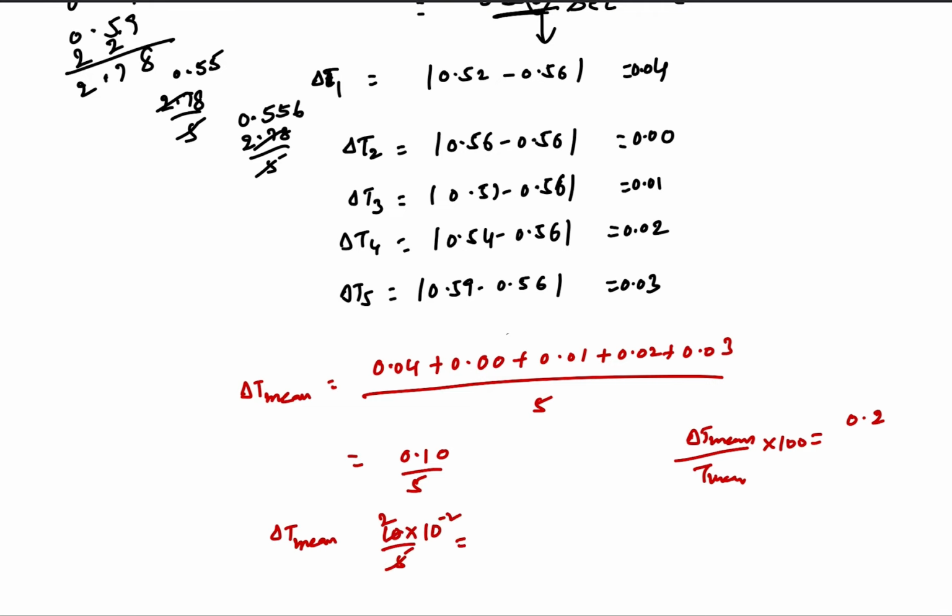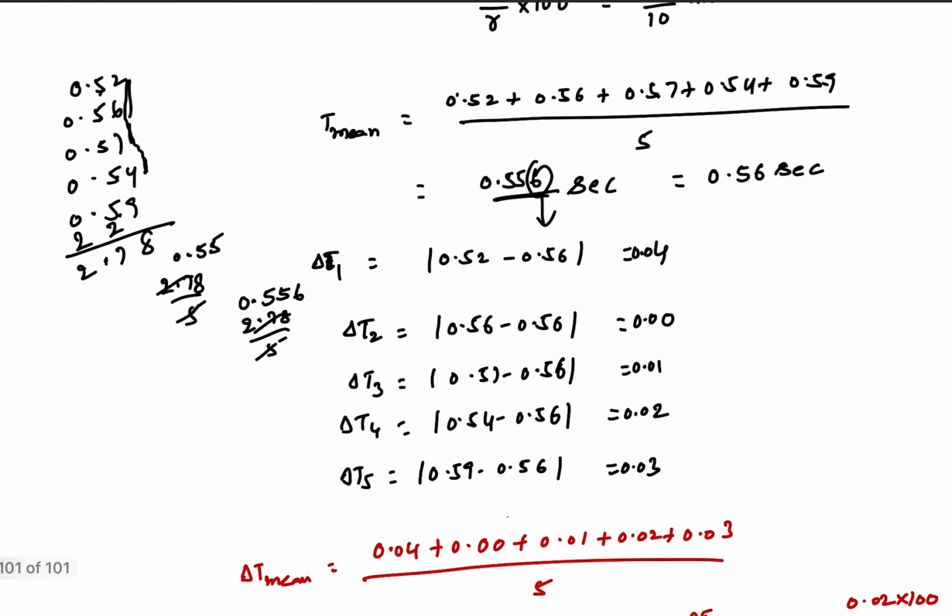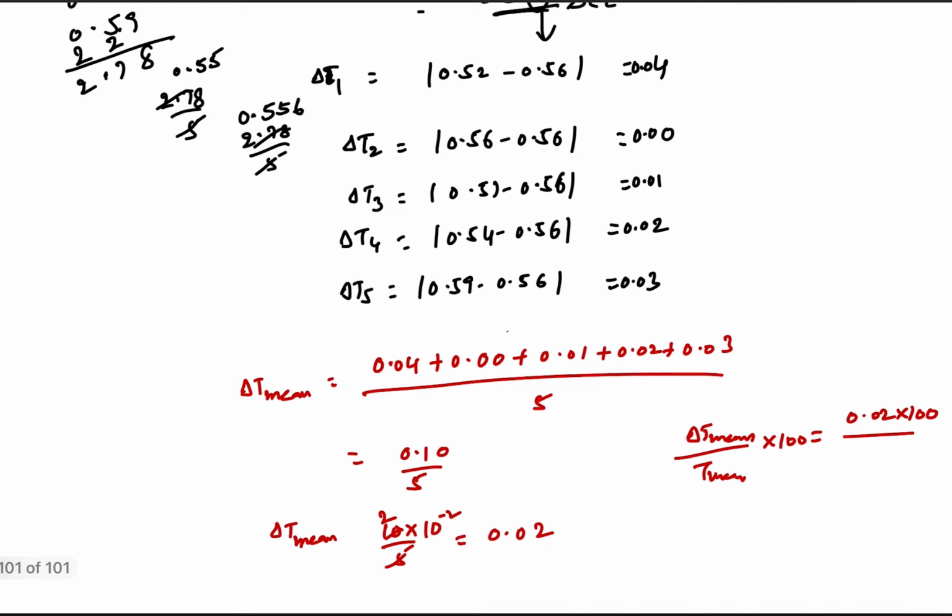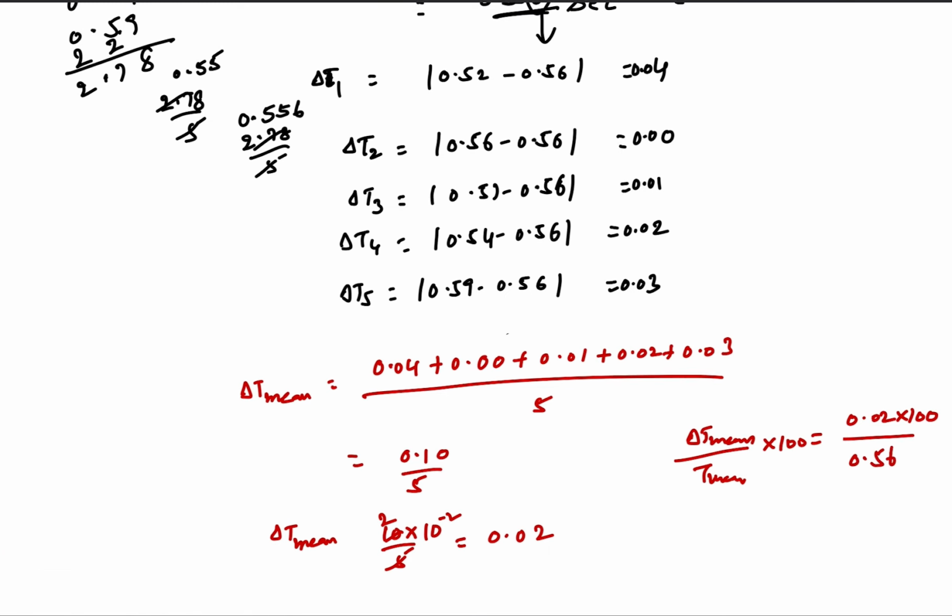Okay, one minute wait. It is not the 0.20. You can get the delta T mean value: 10 into 10 power minus 2 divided by the 5. That is 2. You can get 0.02. Okay, you write 0.02 into 100 divided by the T mean value, which is 0.56.